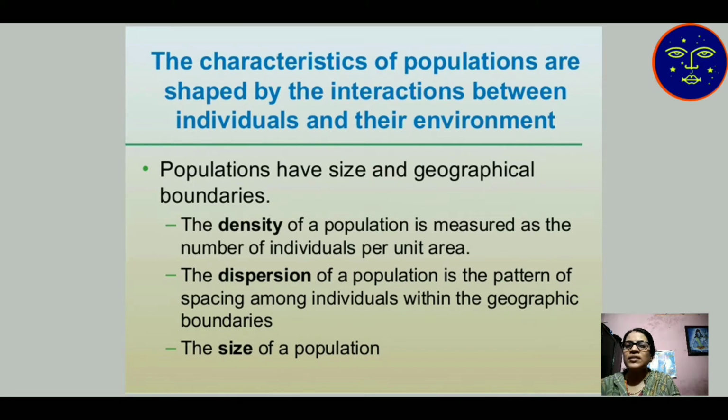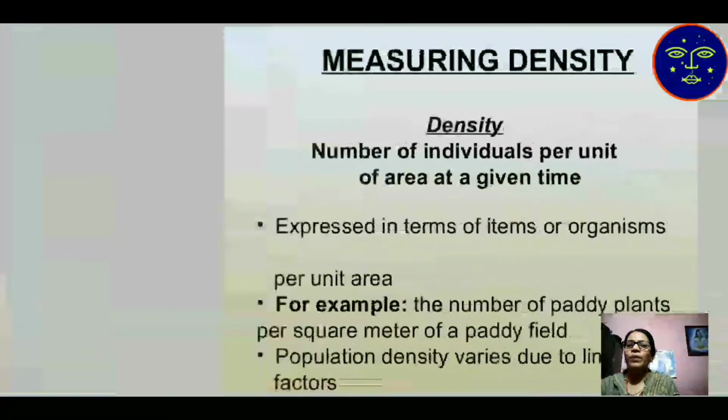Populations have size and geographical boundaries. The density of a population is measured as the number of individuals per unit area, and the dispersion of a population is the pattern of spacing among individuals within geographic boundaries. In particular geographic boundaries, how the individuals are spaced is known as dispersion, and then there is the size of a population.